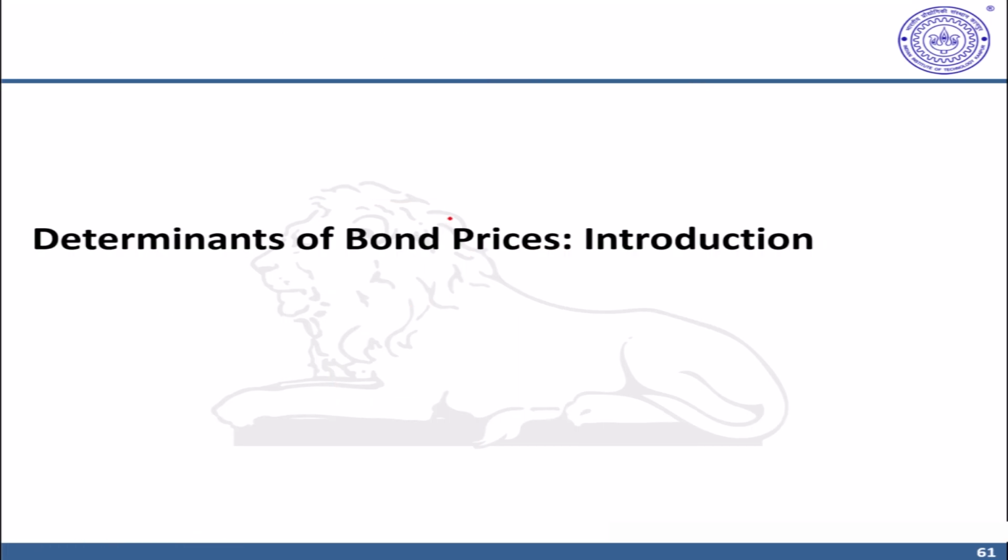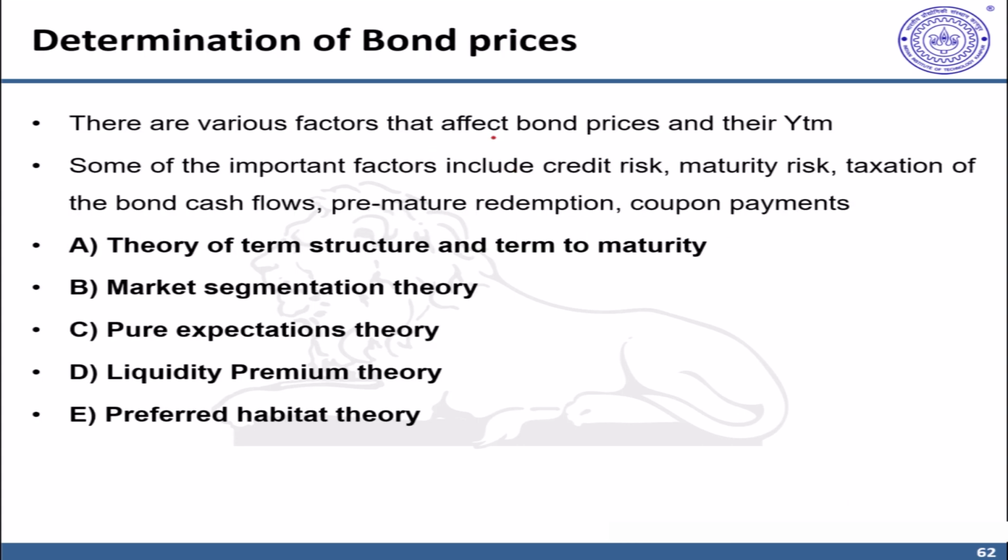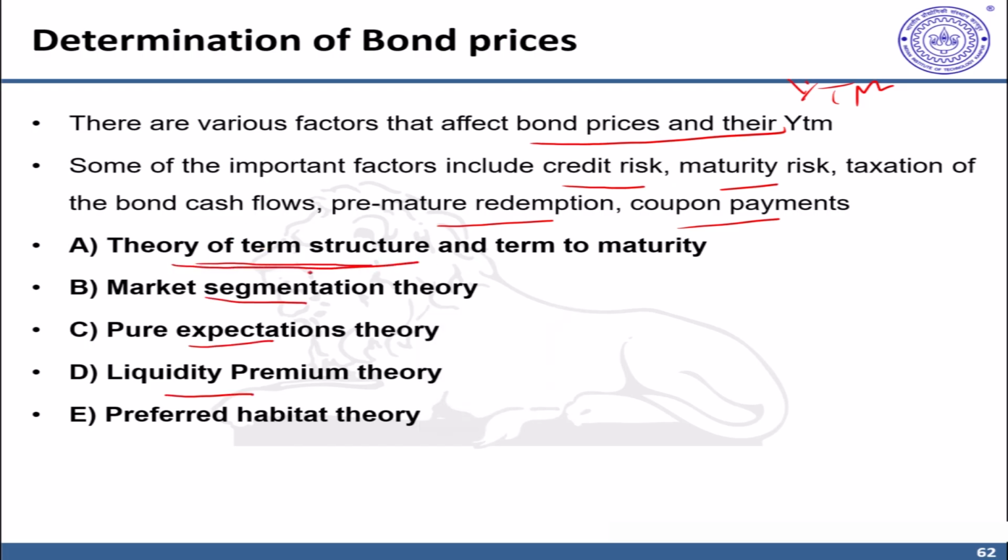In this video, we'll introduce the theories that explain the determinants of bond prices and their theoretical underpinnings. We'll also introduce the theories of term structure of interest rates. To begin with, there are various factors that affect bond prices and their yield to maturity, YTM. Some of the important factors include credit and default risk, maturity risk, taxation of cash flows, premature redemptions, coupon payments, and so on. Now, there are certain theories that provide the background to these factors and their relationship with bond prices. These theories include the theory of term structure and term to maturity, market segmentation theory, pure expectations theory, liquidity premium theory, and preferred habitat theory.